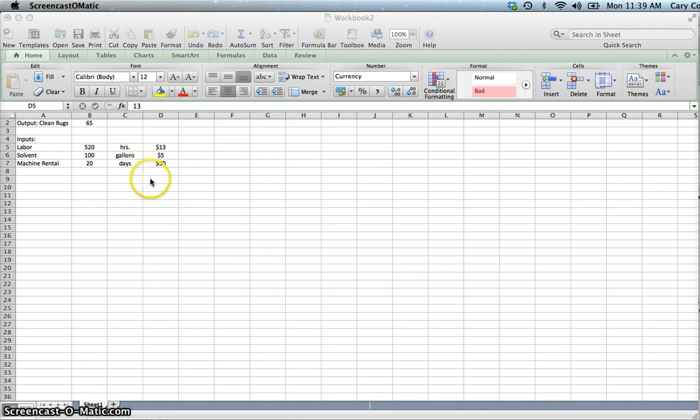To do multi-factor productivity, you have to be able to convert all the inputs into a common unit, and the common unit is dollars. So if we know how much we pay per labor hour and how much we pay per gallon of solvent and how much we pay for each day of the machine rental, we can convert all these into the dollar amounts instead of labor hours, gallons, and machine rental days. And that'll allow us to do one calculation. So you basically have to convert them.